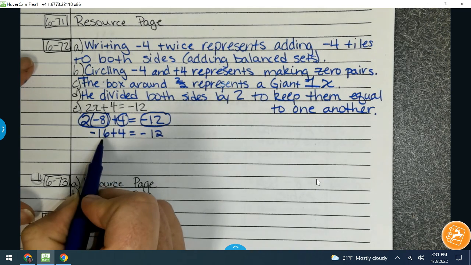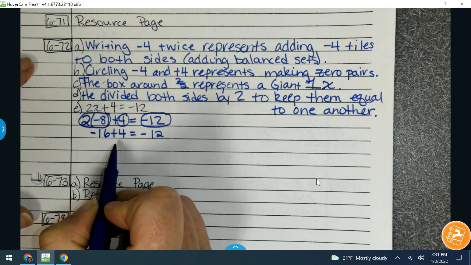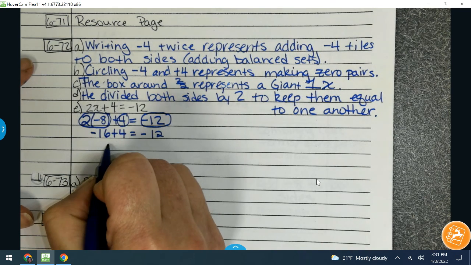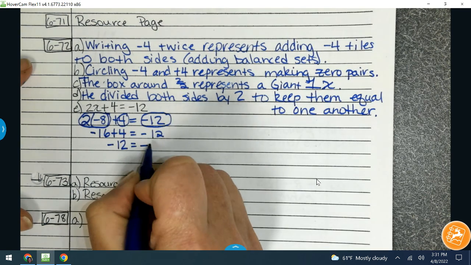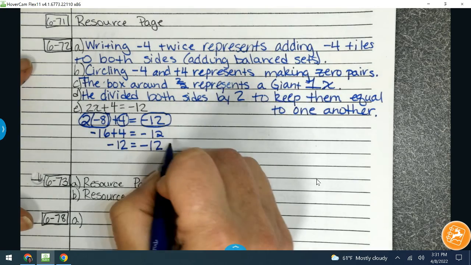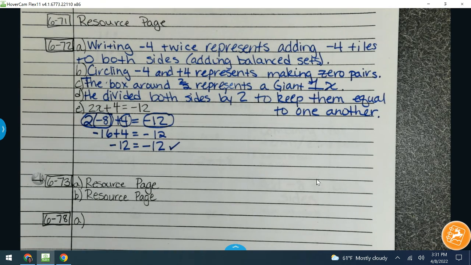If I have 16 red tiles and 4 blue tiles, I would make some zero pairs and I would be left with -12, or 12 red. And that does equal -12. So the solution was correct.